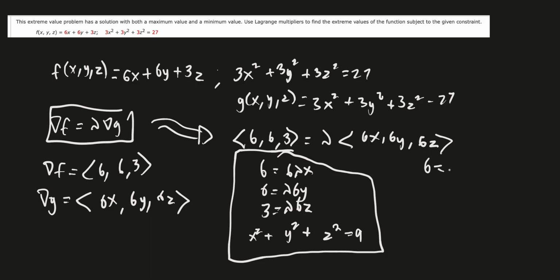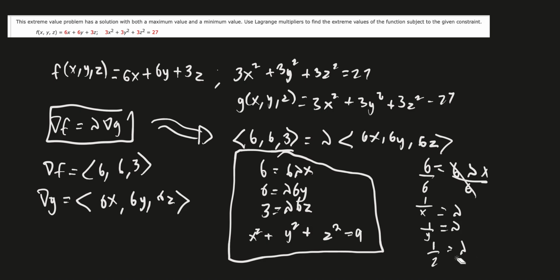So 6 is equal to 6 lambda x. We can divide by 6. 1 is equal to lambda x. And then 6 is equal to lambda 6y. I won't do the basic steps here. I just know that 1 is lambda y. And then similarly, if we divide by 6, we have 1/2 is lambda z. We can't equate all of these. However, what we can do is solve for lambda. Divide by x here, it's 1 over x. Divide by y here, it's 1 over y.